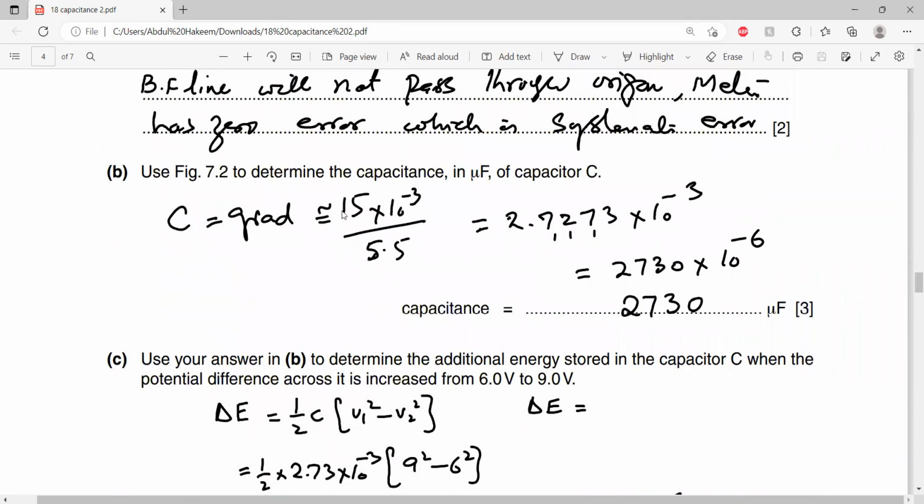Suppose the gradient: on the y-axis, the change in the y value is 15 times 10 power minus 3, and the x-axis value changes by 5.5. You can take any two values. So the answer is coming 2.72 times 10 power minus 3. But we have to write this in micro, micro meaning 10 power minus 6. So we will write 2730 microfarad. This is the actual answer in terms of minus 3, but to make it minus 6, we will write this answer.